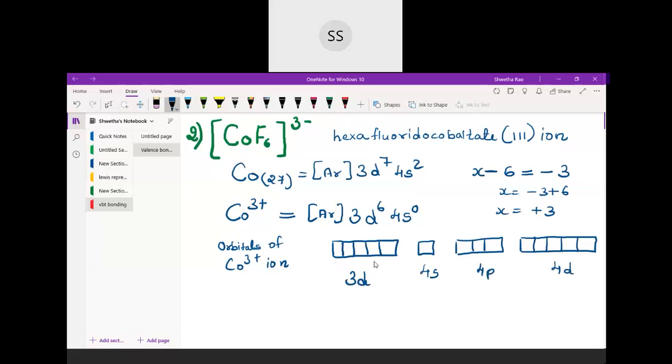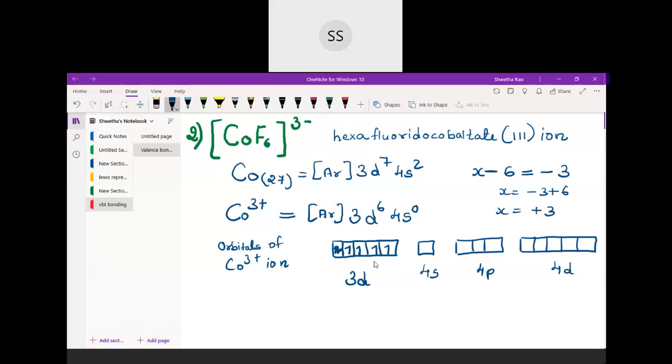Okay, so we will distribute the electrons now. 4s, 4p, and 4d doesn't have any electron. The electrons which are present is only in the 3d. Okay, 6 electrons are there, so I can distribute 6 electrons here according to again Hund's rule. So 4 and then 5 and then sixth one. Okay, so here 6 electrons I have put.